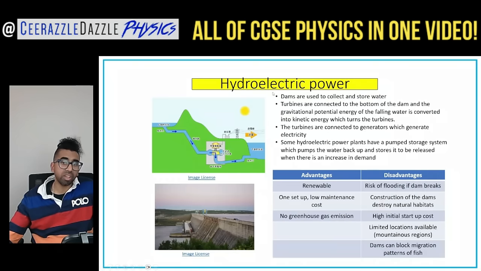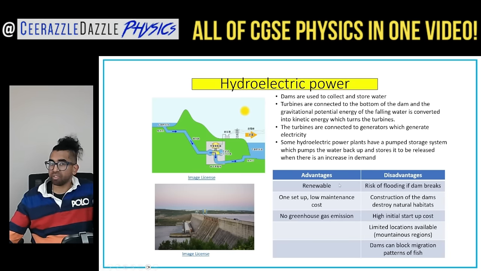Hydroelectric power. So first of all, this is really interesting. Let's say you have at the top of a mountain, there's like a reservoir, the water can collect there. Obviously it rains, it collects over there. And then what happens is they build a dam, and here's the dam over here, and it lets the water flow through it, and inside the dam there's a turbine. So as the water drops down, it pushes through the turbine, generating electricity. And here's a good example of a dam over here.